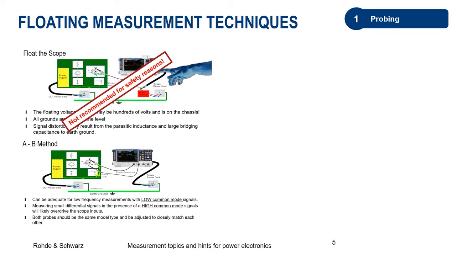And if the switching frequencies are high, you have the problem that any kind of non-symmetry between the probes will directly go into a reduced common mode rejection ratio. So this method, although it sounds easy and can be done with simple probes, is definitely not recommended because of performance reasons.